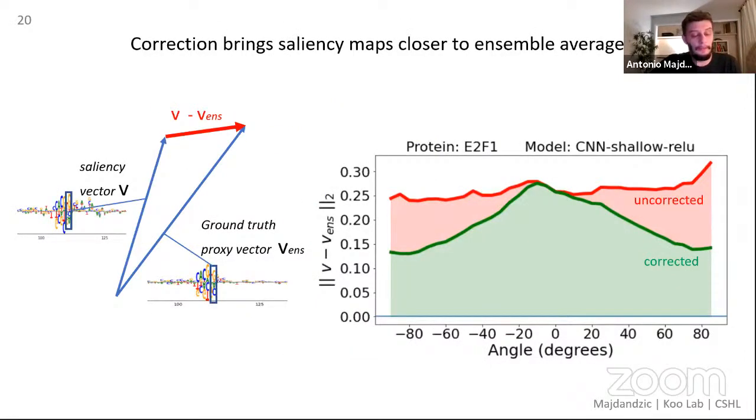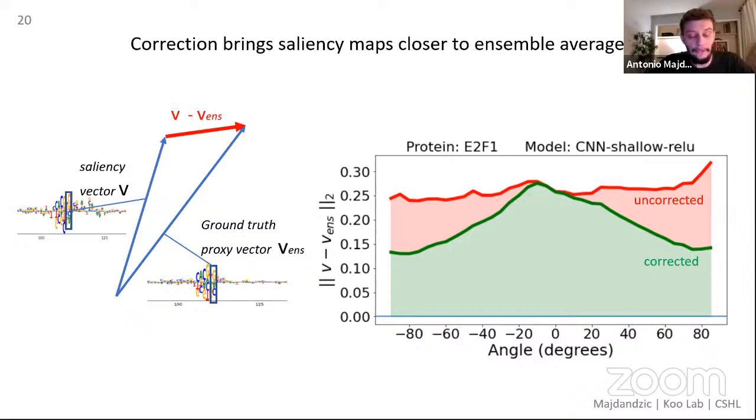We evaluate this improvement across all nucleotides and all sequences in the following way to get full statistics. So we calculate difference vectors between the saliency scores and the ground truth proxy at each nucleotide position. To get a single number representing how different they are, we take the L2 norm. The figure on the right shows average values of such differences as a function of angle. The results are shown for one selected protein, E2F1.